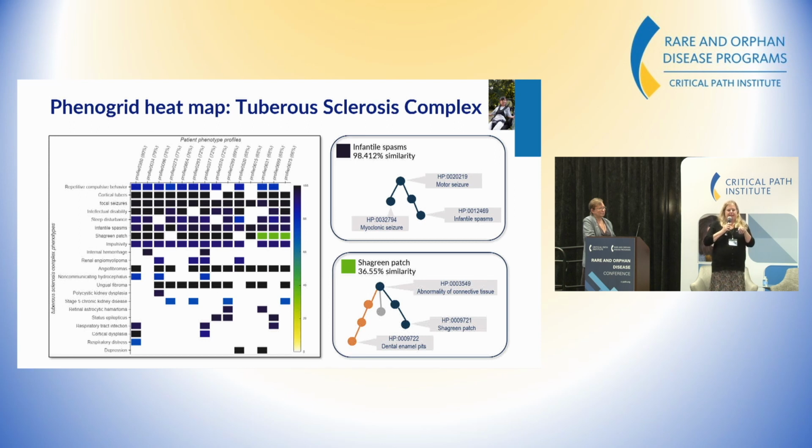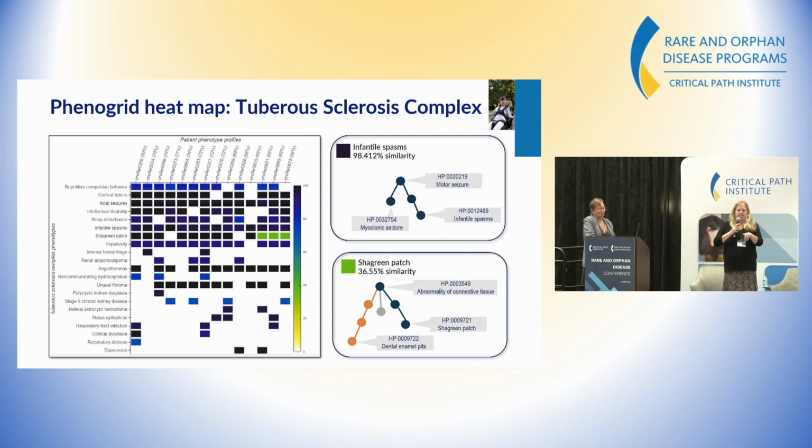Some of the blank spaces indicate they don't have that phenotype at all. If you look at the darker colors, like on the right, the infantile spasms, this has a 98% similarity, where the patient reported they had myoclonic seizure, but the gold standard says they have infantile spasms. That's because these are basically siblings in the same branch of the same hierarchy.